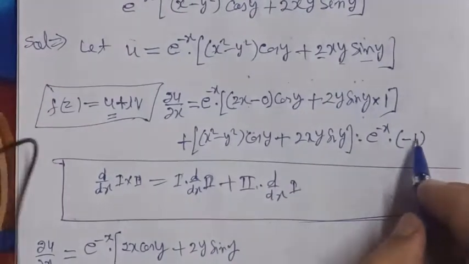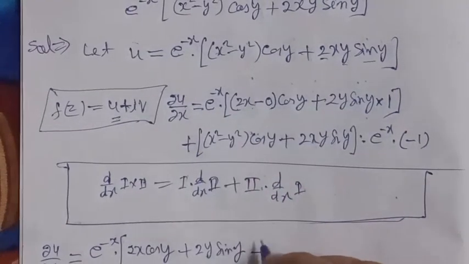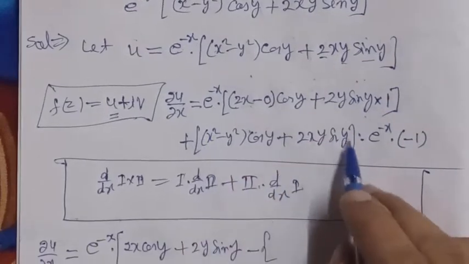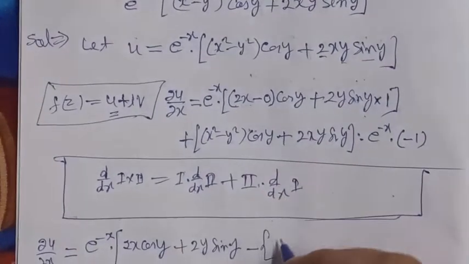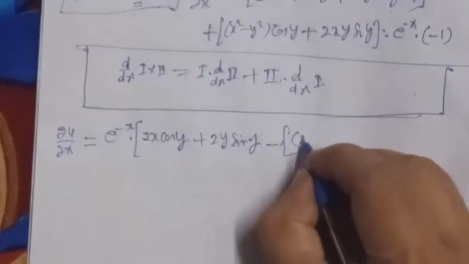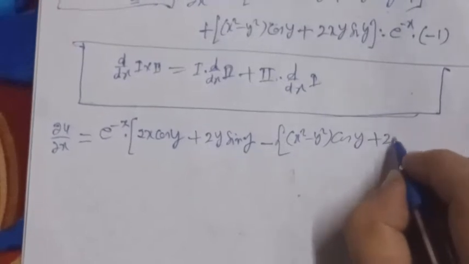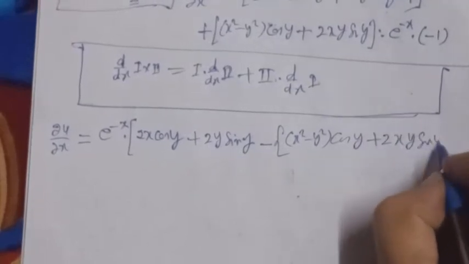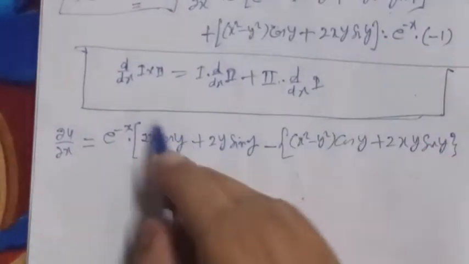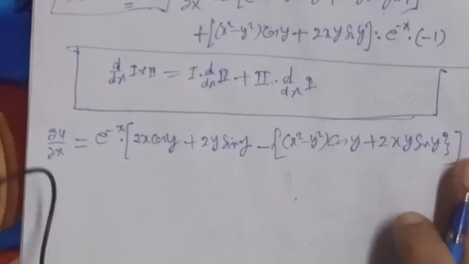Now we write minus, curly bracket, and write these terms: x square minus y square, cos y plus 2xy sin y, bracket close and square bracket also close.